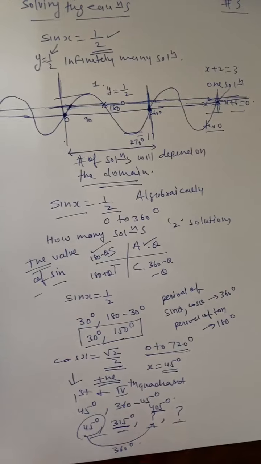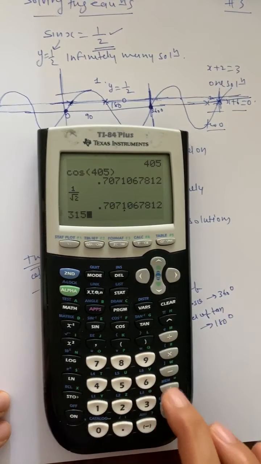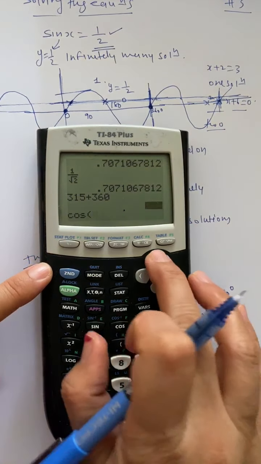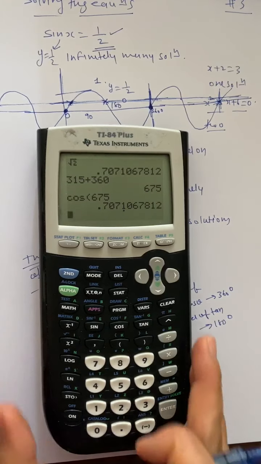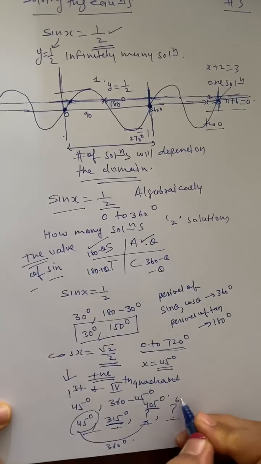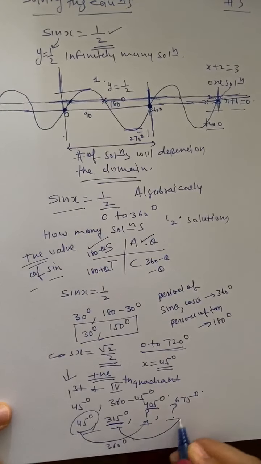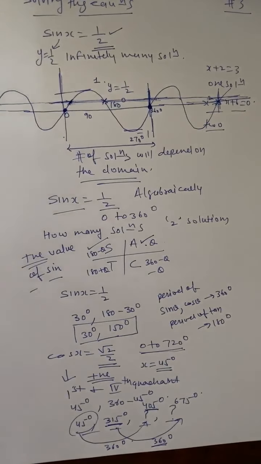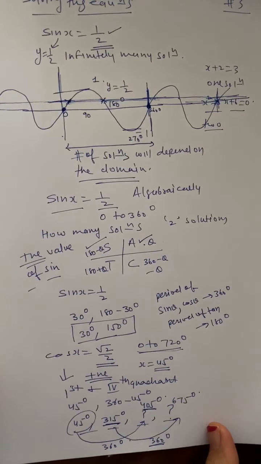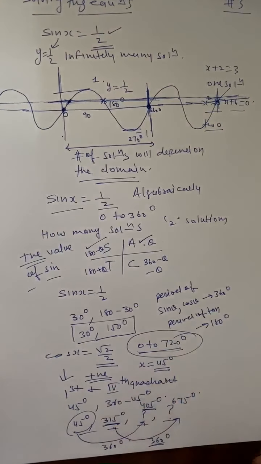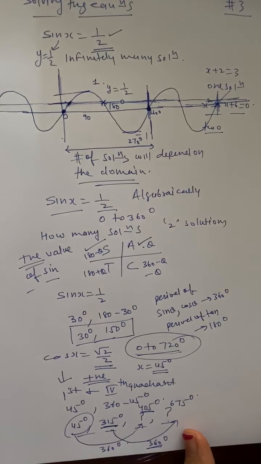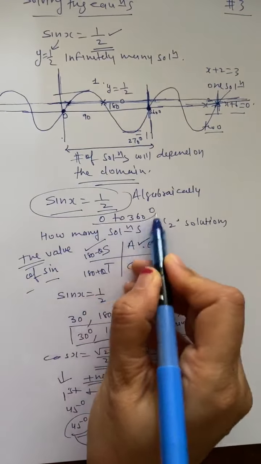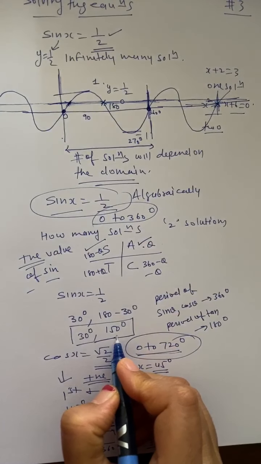To find another one, if I add 315 plus 360, what do I get? And if I do cos of 675, what will be the value? It's the same value. So the next value here will be 675 degrees, again by adding 360 degrees to this one. So these are the values which I will get for cos x equal to square root of 2 over 2 in this domain. So the number of solutions will depend on the domain. In this case, we have 4. In the previous one, when we had sin x equal to half, and the domain was only 0 to 360 degrees, the solutions we got were 2.